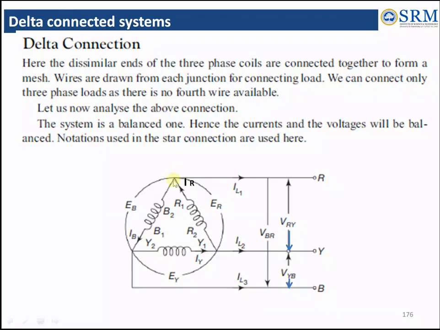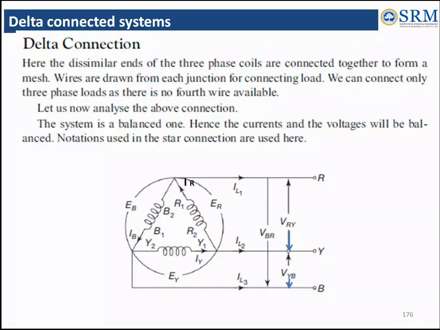Here the dissimilar ends of the three phase coils are connected together to form a mesh. Wires are drawn from each junction for connecting the load. We can connect only three phase loads as there is no fourth wire available here. Now let us analyze this connection.